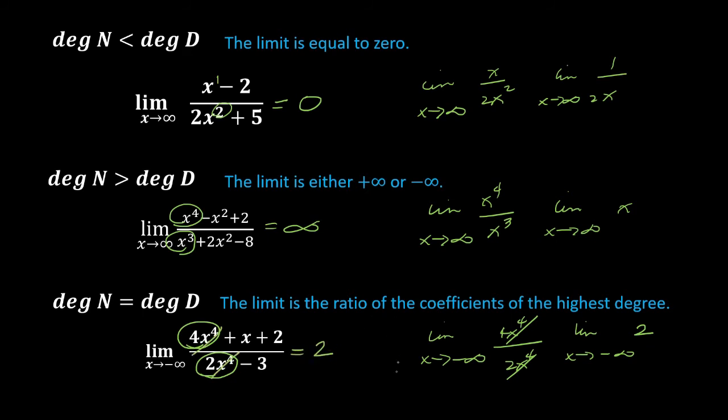Or just get the value of the coefficients of the variable with the highest degree, and that would be 4 divided by 2. So we have 2.